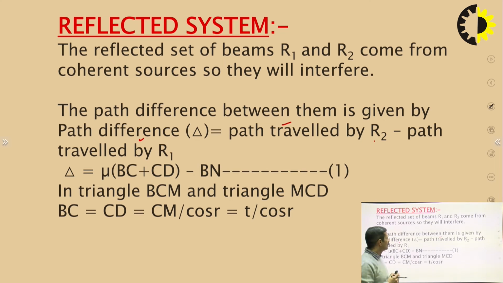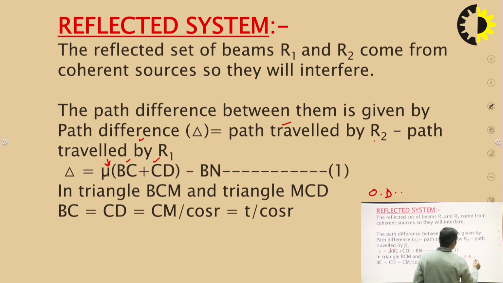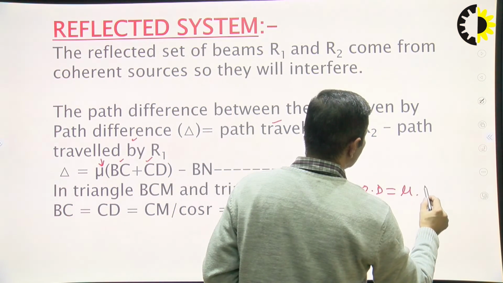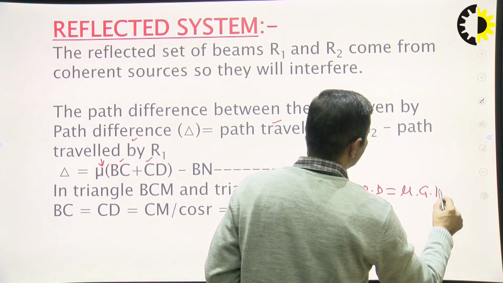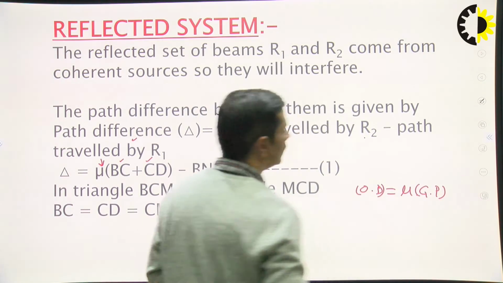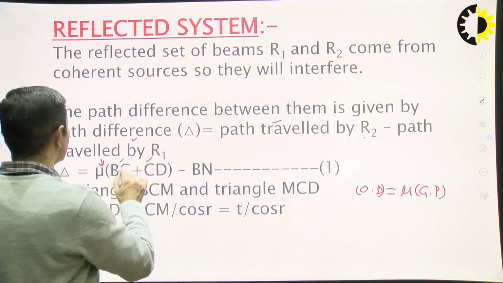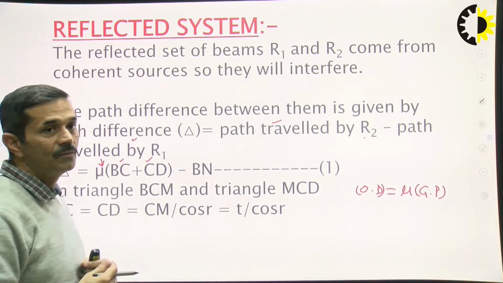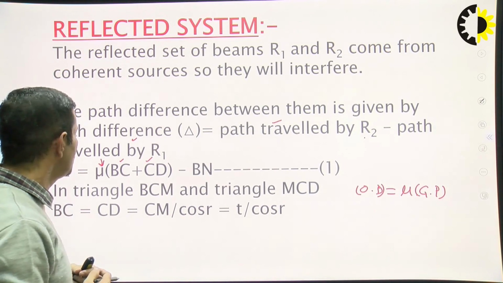If we subtract these two optical distances, we can have the path difference between these two waves. First we write this in terms of geometrical distance, BC plus CD, times mu, because we know that optical path difference is equal to mu times the geometrical path difference. So using this, the path difference will be equal to mu times (BC plus CD) minus BN.